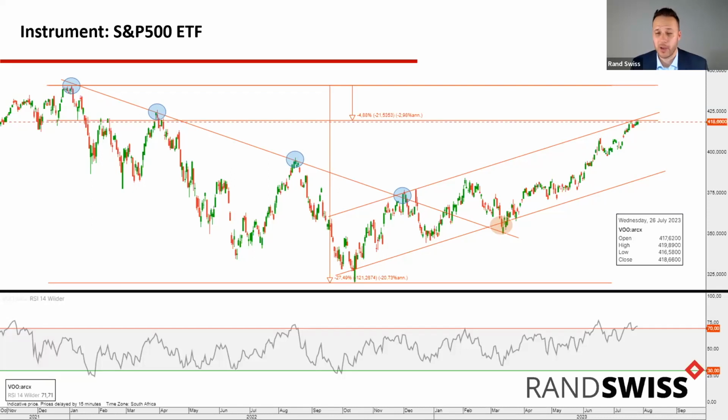But if you're looking to deploy capital now, this is just the S&P 500 ETF. You can see that I've just drawn a channel in there. For me, we're right up at the top of the channel. I've got an RSI on here as well, which is also looking very, very overbought. We've had a spectacular recovery in 2023. So how do you play it from here?